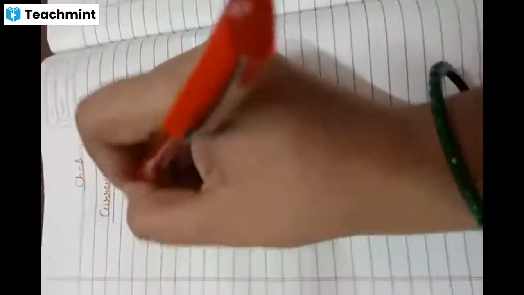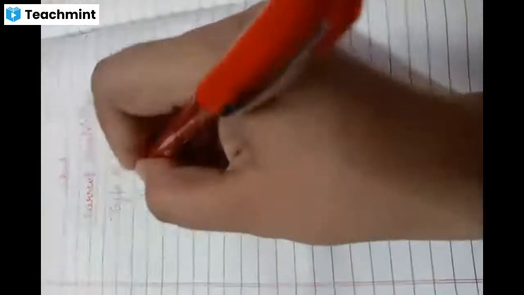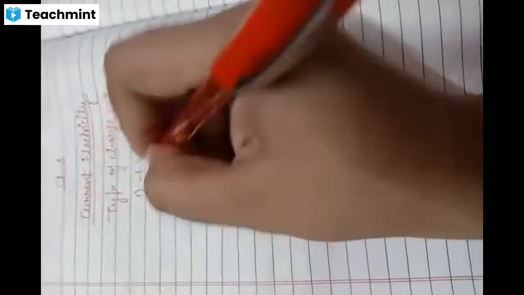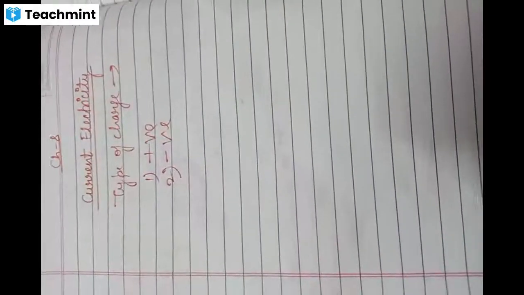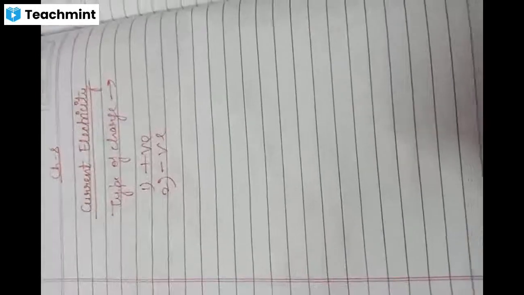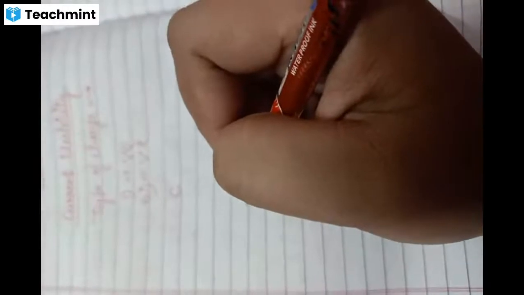So there are two types of charges. First is positive charge and the second is negative charge. Positive charge because of the deficiency of electron and the negative because of excess of electron. The unit of charge is coulomb. Charge is measured in coulomb. Its symbol is C. The SI unit of charge is coulomb.